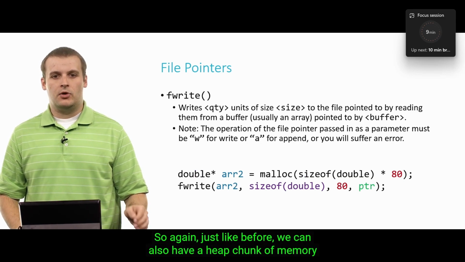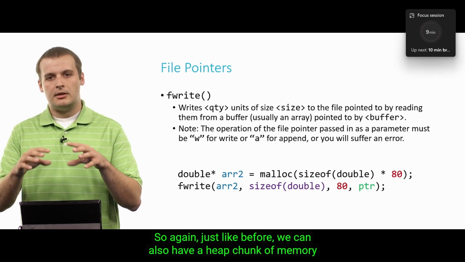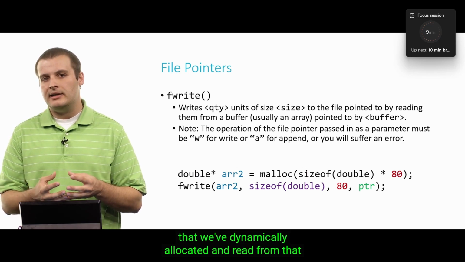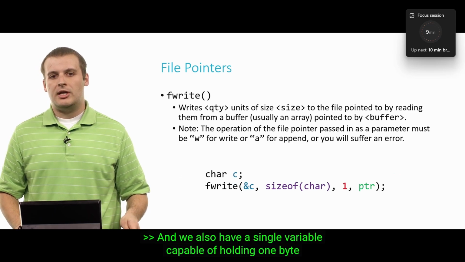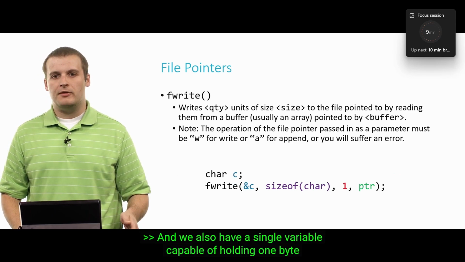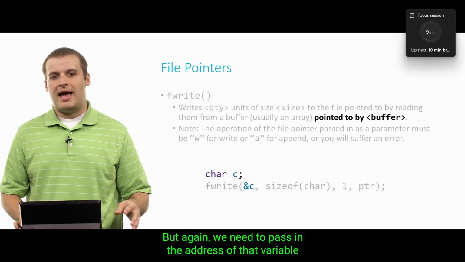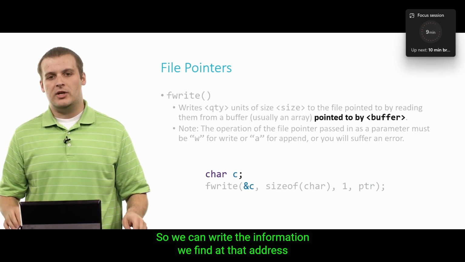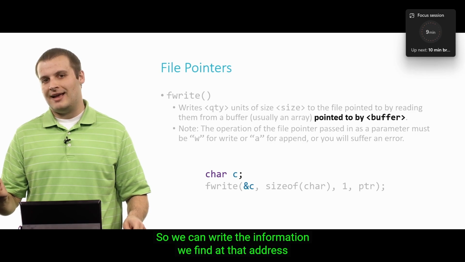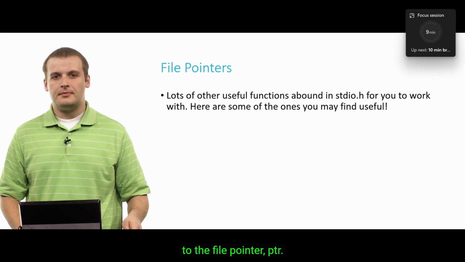So again, just like before, we can also have a heap chunk of memory that we've dynamically allocated and read from that and write that to the file. And we can also have a single variable capable of holding 1 byte of information, such as a character. But again, we need to pass in the address of that variable when we want to read from it, so we can write the information we find at that address to the file pointer PTR.